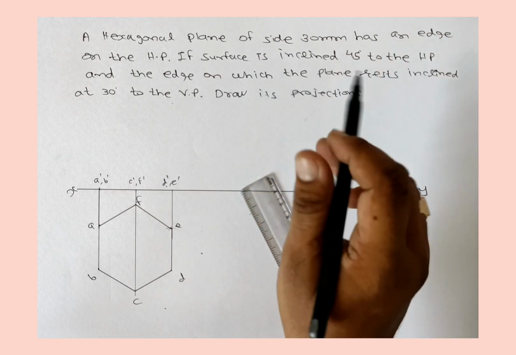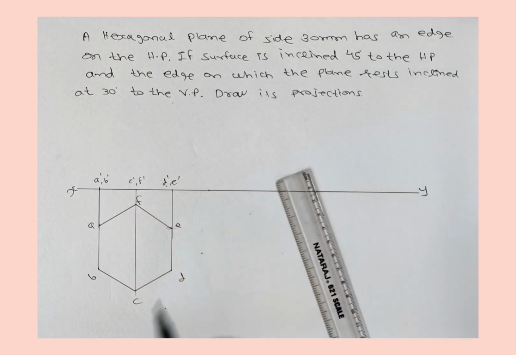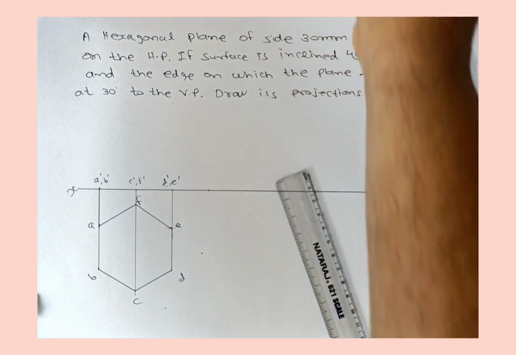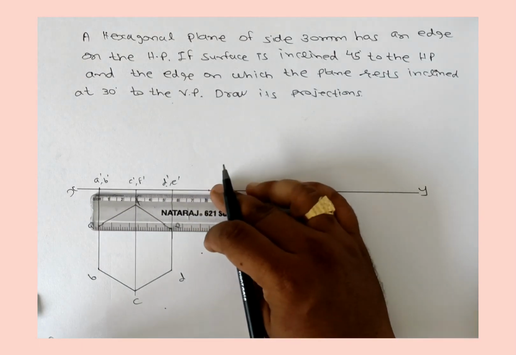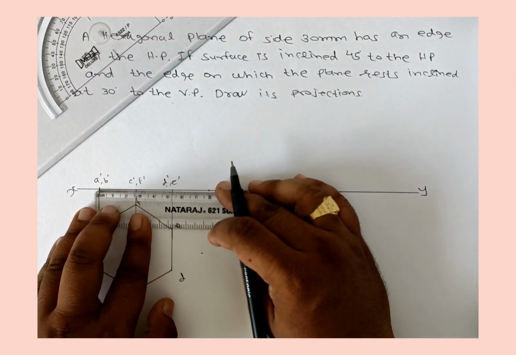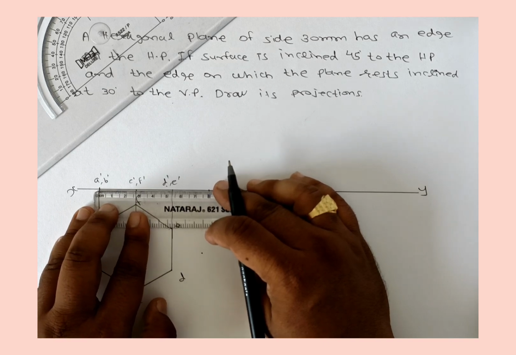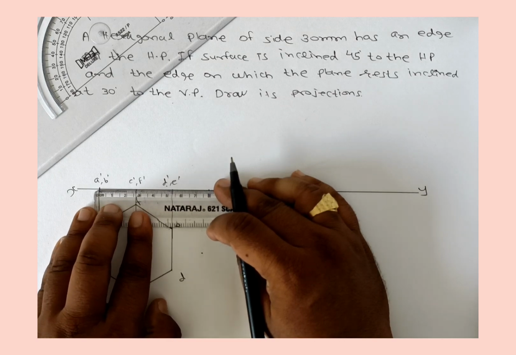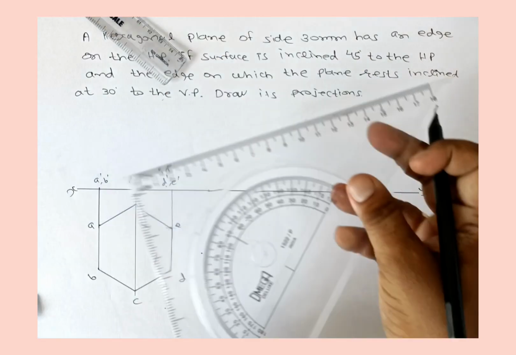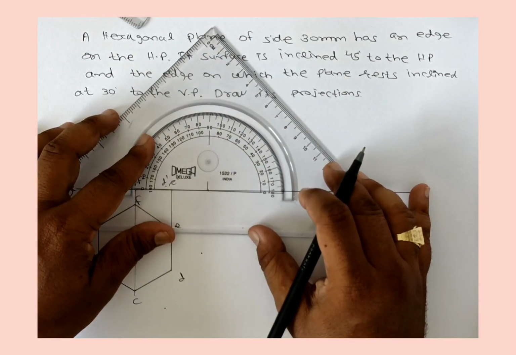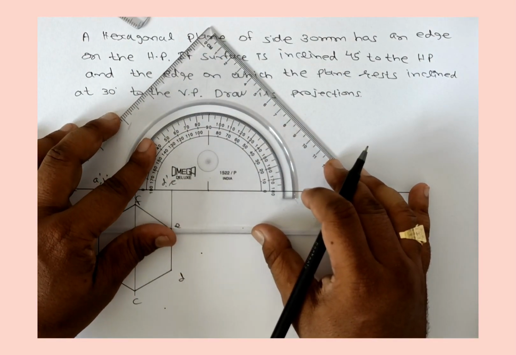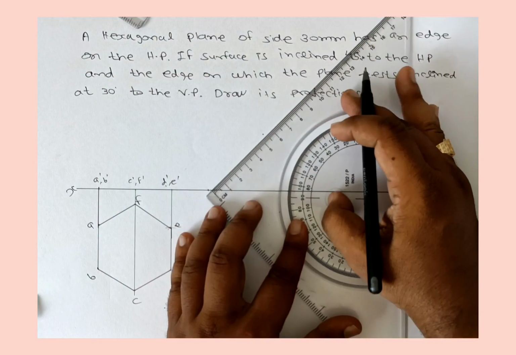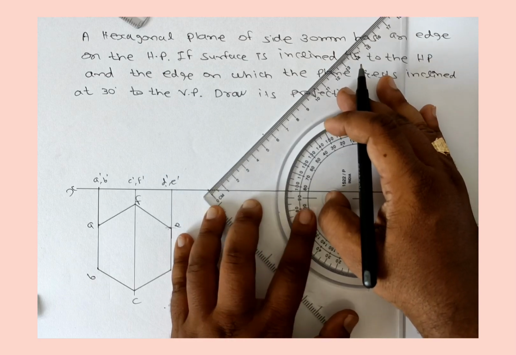Okay students, now the surface makes an angle, here we can say 45 degree to the HP. So from this point you have to make an angle 45 degree. Okay, so students, here we can see this is 53 mm. So the surface makes an angle 45 degree to the HP. This is 53.